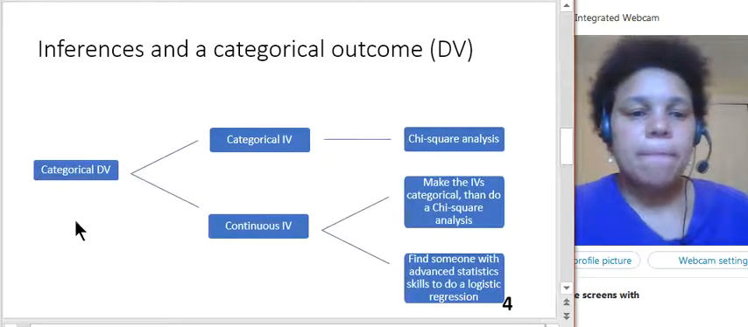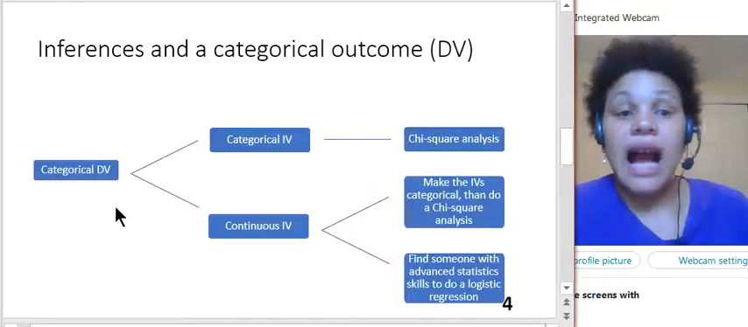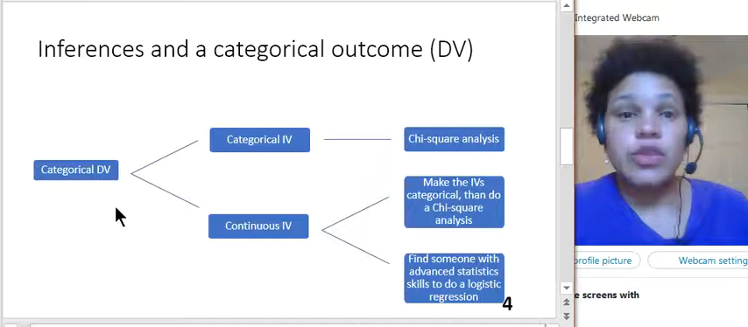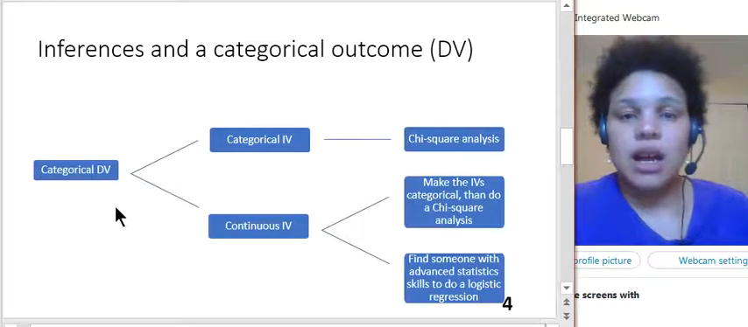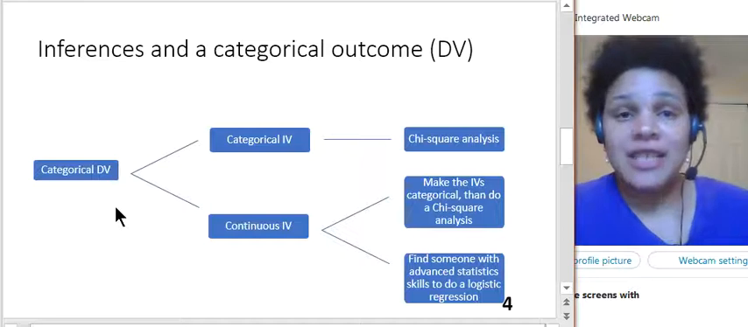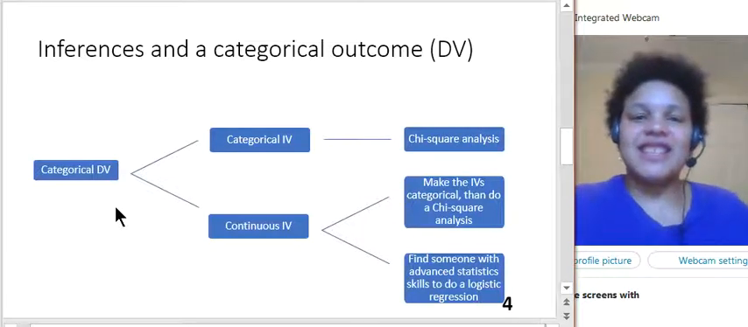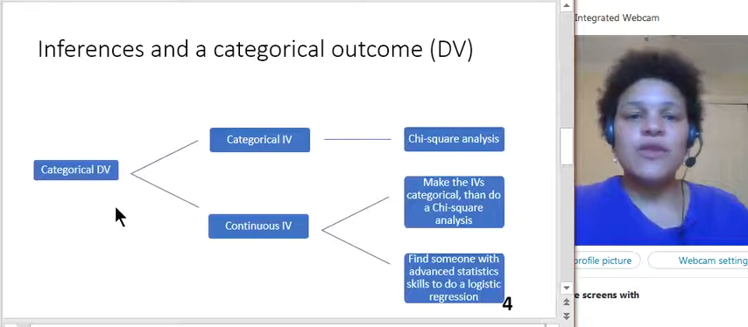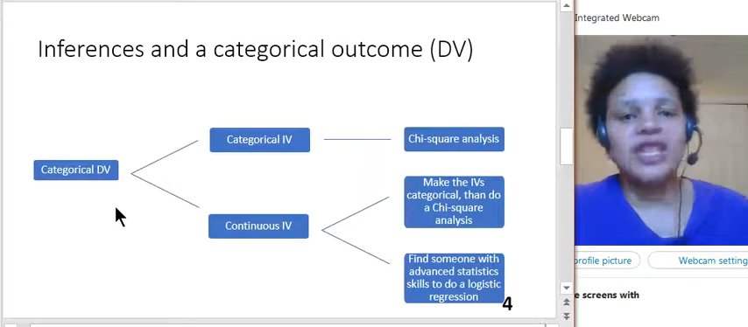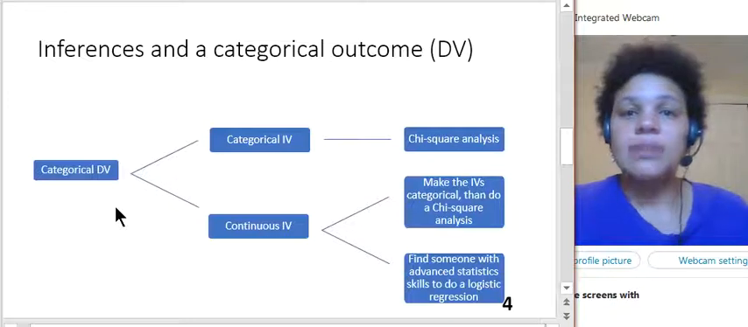Okay, now what if we have a categorical outcome? And this is also a common situation. Did students graduate or not? Were the patients healed or not? Did the students with behavior problems get expelled or not? These categorical outcomes are a real possibility when you're in a professional setting.